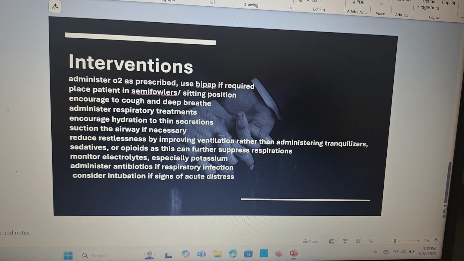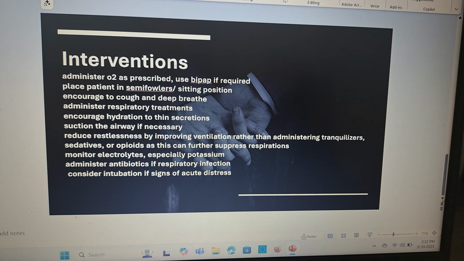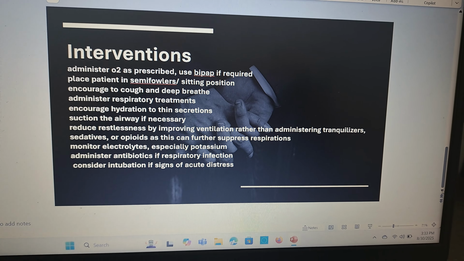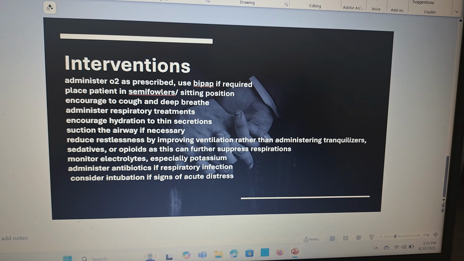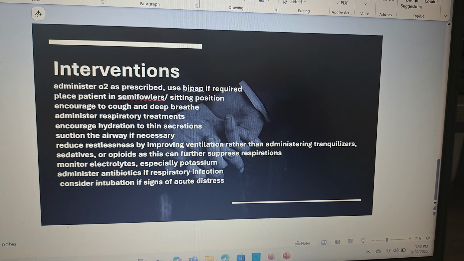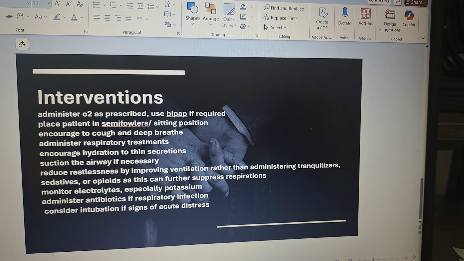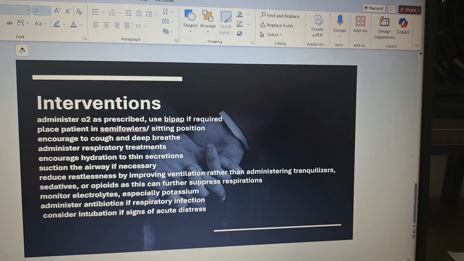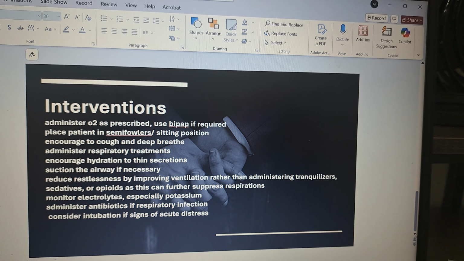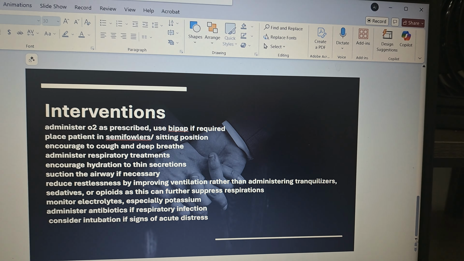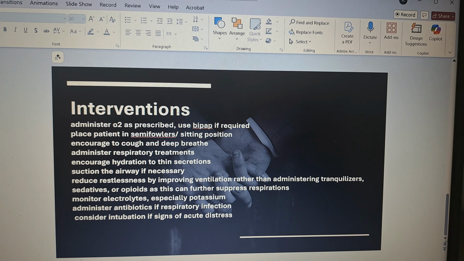If you see that the patient is in respiratory distress, always administer oxygen. You can even use a high amount of oxygen by using a nasal cannula or high flow nasal cannula, or the venti mask, non-rebreather mask, even BiPAP. And even if there is acute distress, you can always consider intubation. Then make the patient comfortable in a semi-Fowler's or an upright or sitting position.